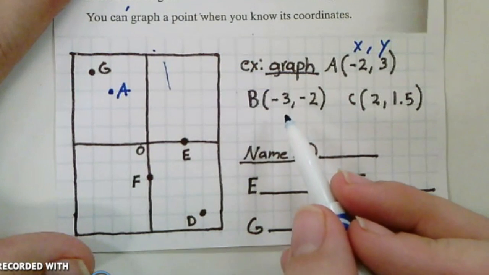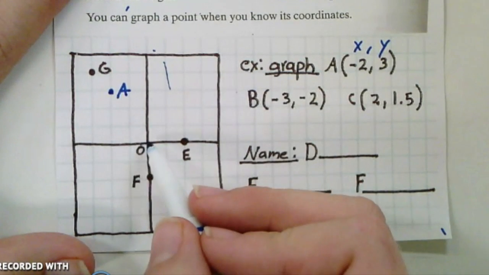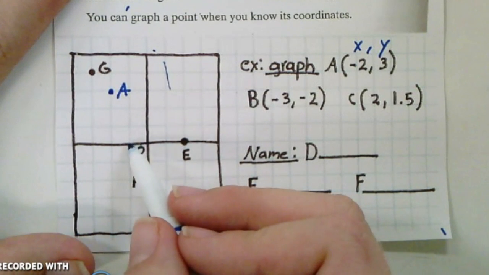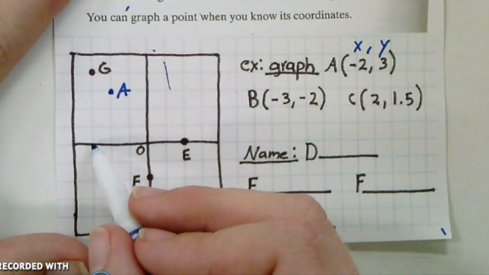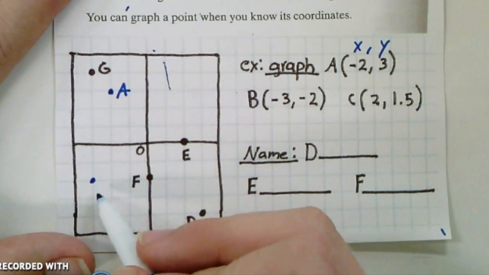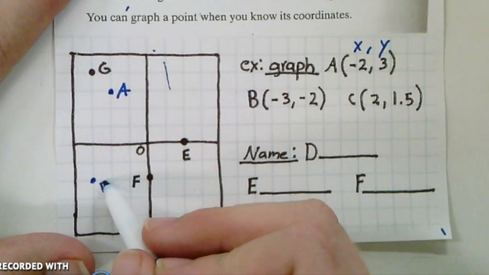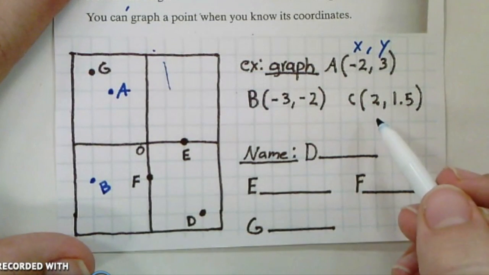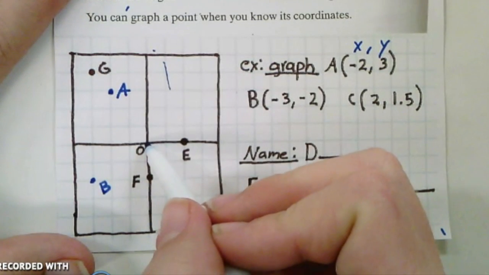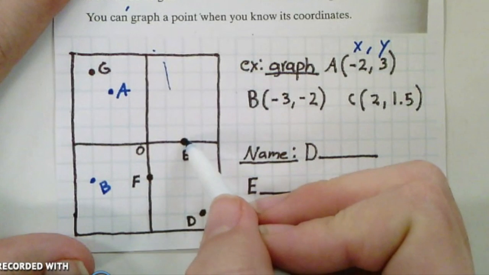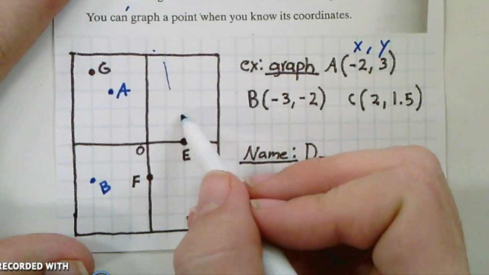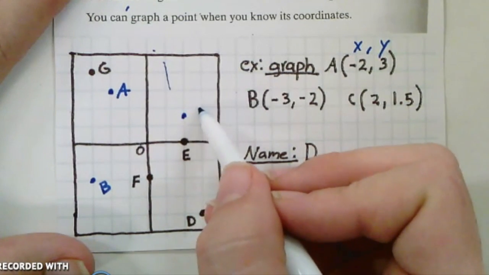Let's do B. B is (-3, -2). So again, I'm starting at the origin. I'm running -3, 1, 2, 3, and then I'm dropping -2, 1, 2. And that point I will label B. Point C is (2, 1.5). So my x is +2, 1, 2, and then I'm going to rise 1.5, and that will be C.